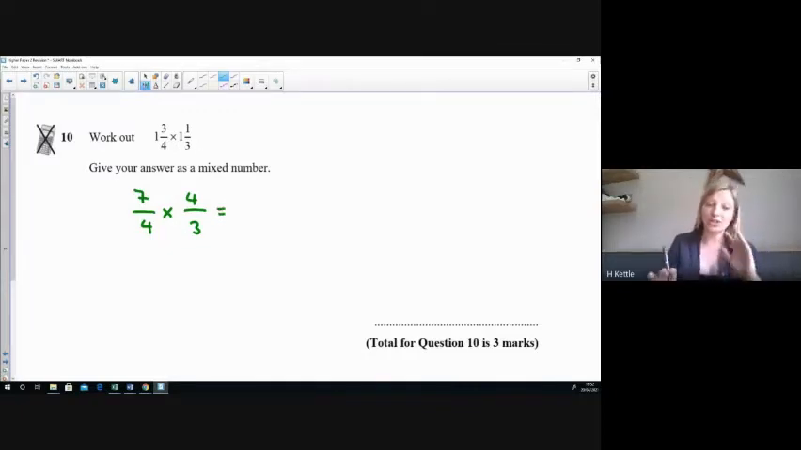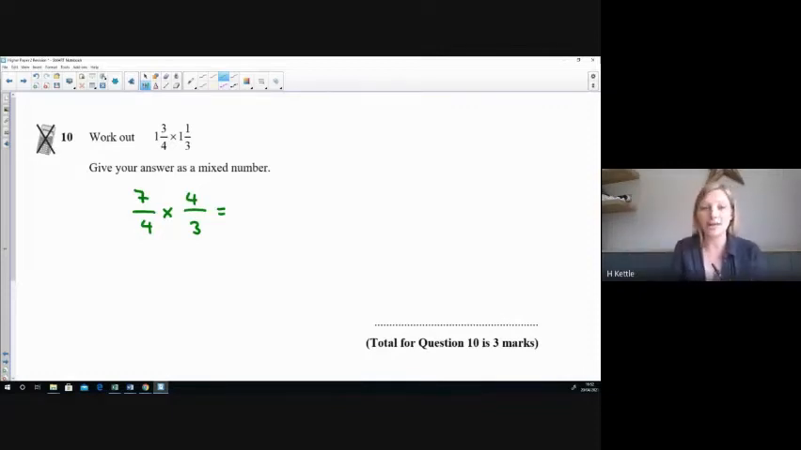Timesing, this is the nicest one that they can give you. Adding and subtracting, we have to make the denominators the same. Timesing is just top times top and bottom times bottom, and dividing is keep, change, flip. So timesing, lovely. We can just do the numerator times the numerator and the denominator times the denominator.